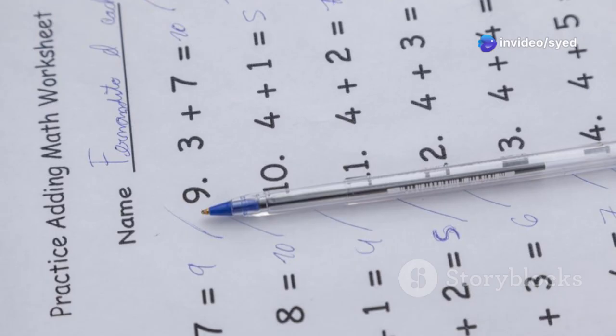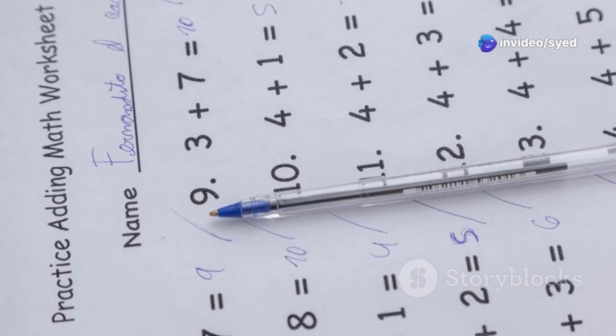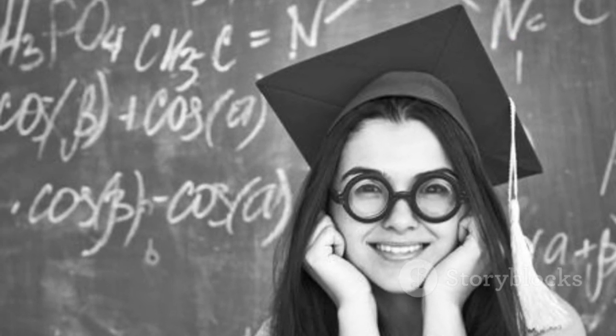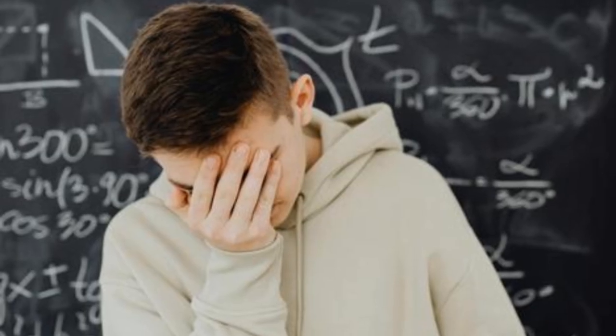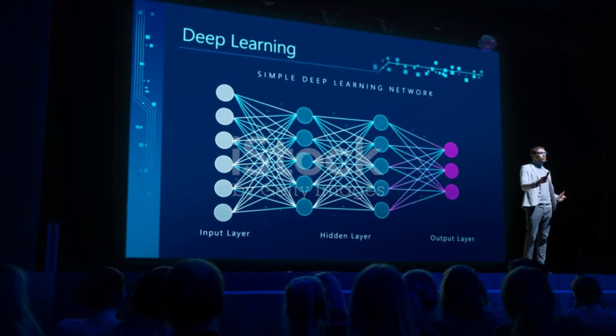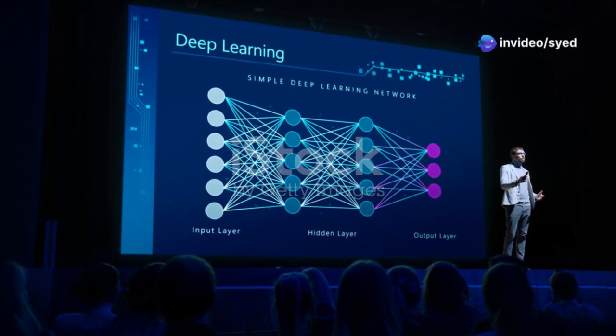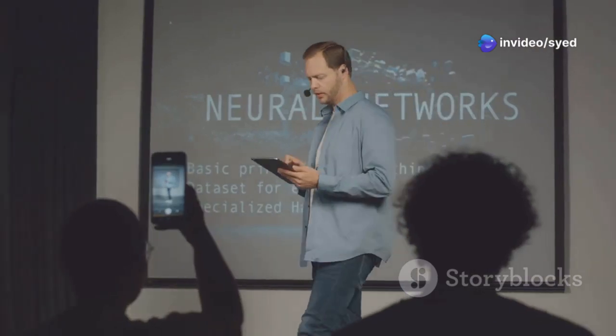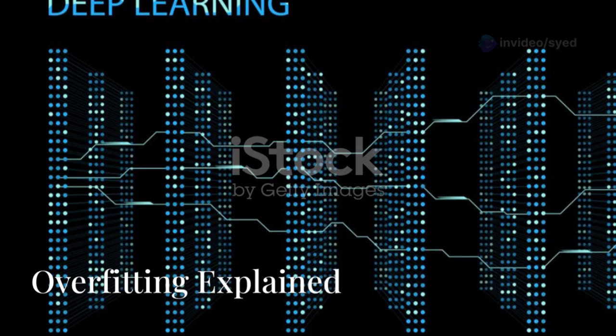Imagine you're learning math and practicing with the same set of questions every day. Over time, you'd become very good at solving these specific problems, but if given a new problem, you might struggle. This is similar to overfitting in neural networks. They perform well on the data they've seen during training but fail to generalize to new data.